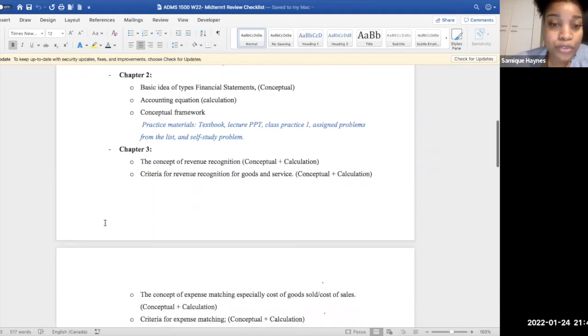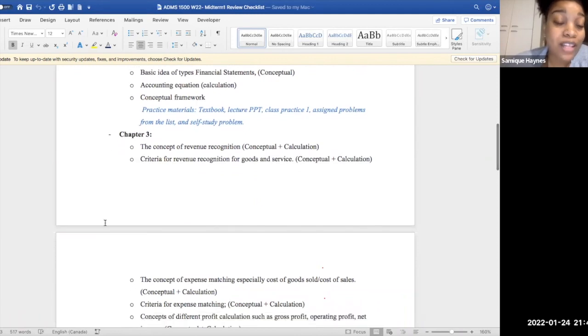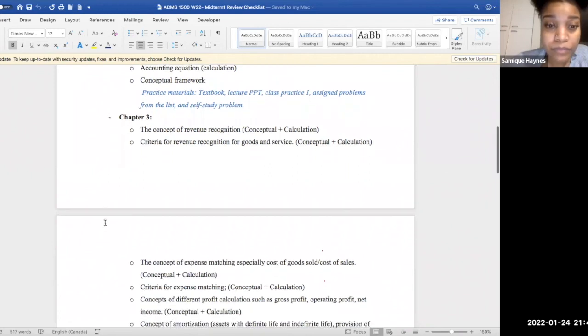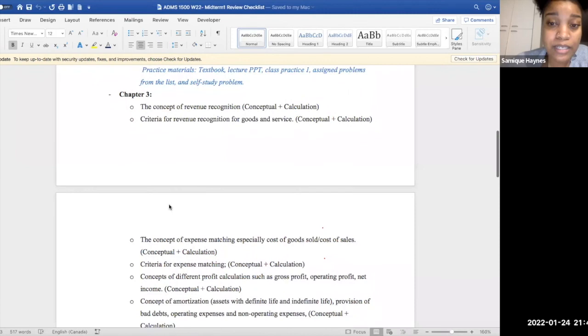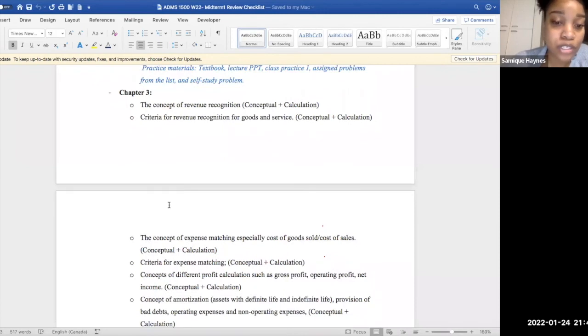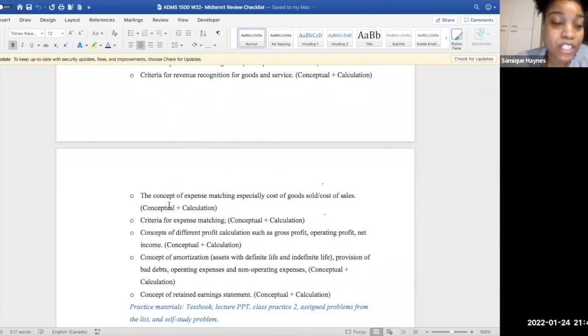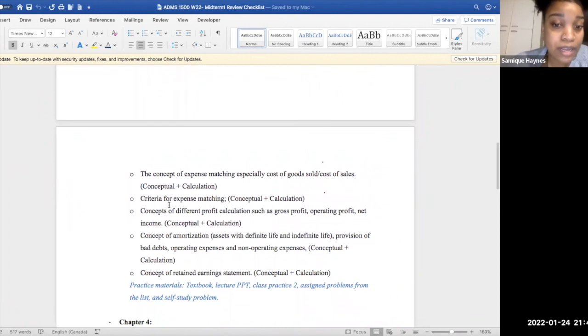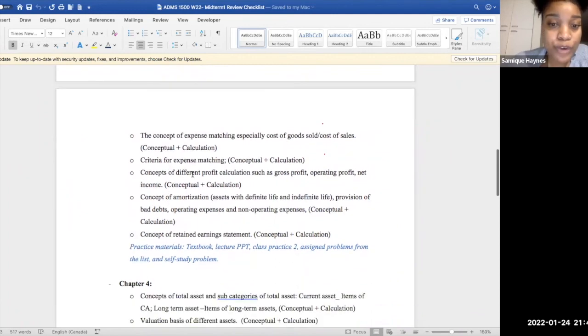So for chapter 3, you're going to have to remember the concept of revenue recognition. And we've talked about that so much, right? I think that this class should be okay with that, but go over it again. The criteria for revenue recognition for goods and services, conceptual and calculation questions, concept of expense matching, especially cost of goods sold, cost of sales. We talked about that. Criteria for expense matching.